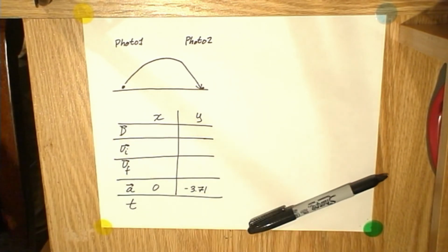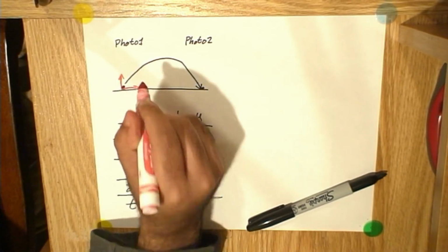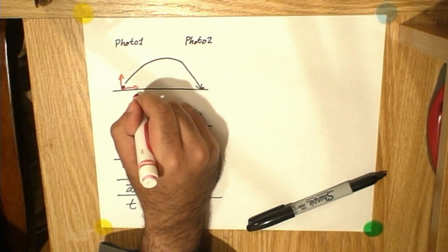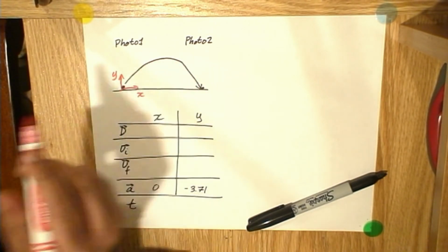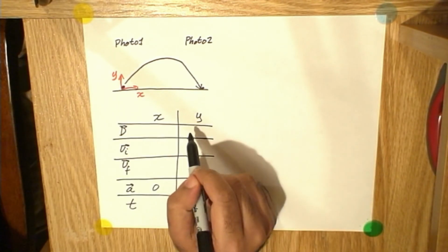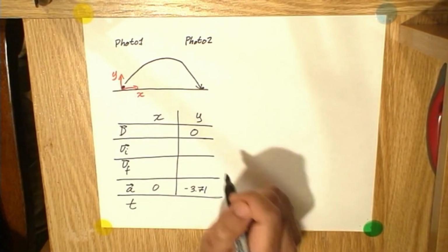By the way, I forgot to draw my origin and axes, so let's do that in our usual way. I'll set the origin at the location of the ball just before it starts. I'll call that the x direction, I'll call that the y direction. In the y direction, the ball lands at the same height that it started from. That's 0.